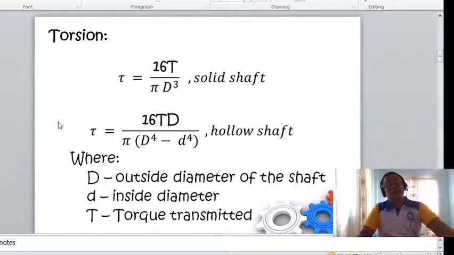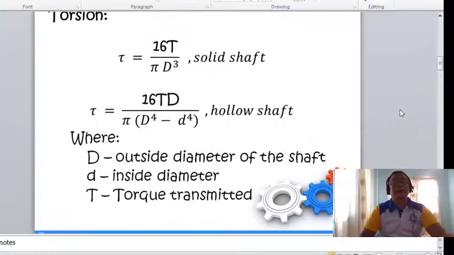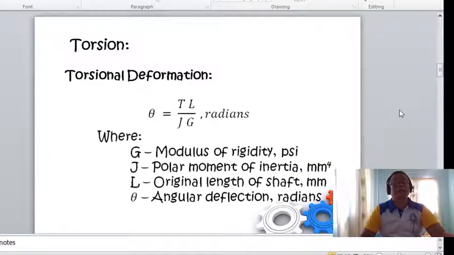For a hollow shaft, tau equals 16 T D over pi times D to the fourth minus d to the fourth. This is for the hollow shaft, and it is also derived from the original equation Tc over J, where D is the outside diameter of the shaft, d is the inside diameter of the shaft, and T is the torque transmitted.